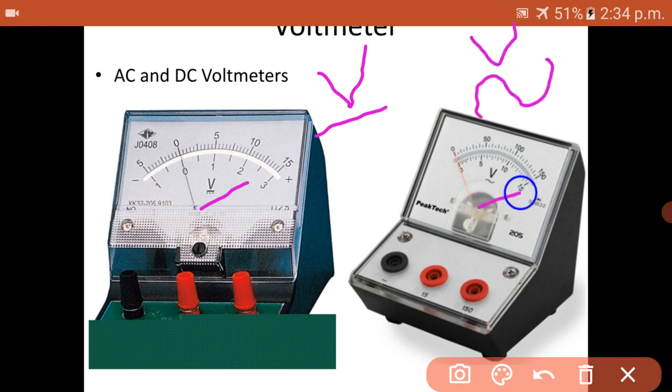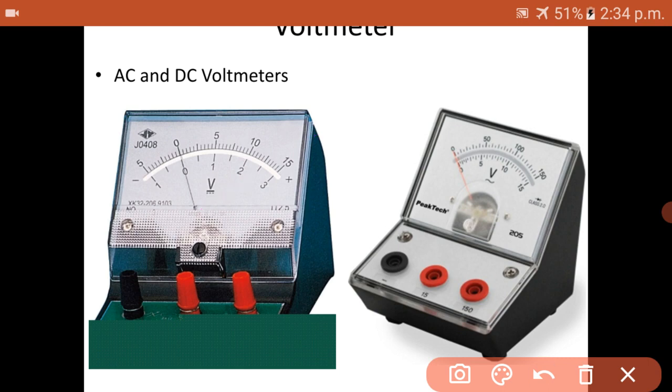Like in this second image we can see there is, under the voltage, an AC cycle, so this is the AC voltmeter used to measure the AC voltage, and the first is the DC voltmeter used to measure the DC voltage. Okay, these voltmeters are available in several ranges. Here we can see in first image the range of this voltmeter is starting from 0 to 15. In second image we can see the range of the voltage is starting from 0 to 150.